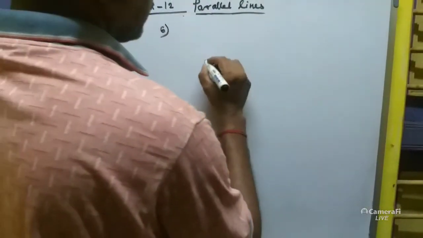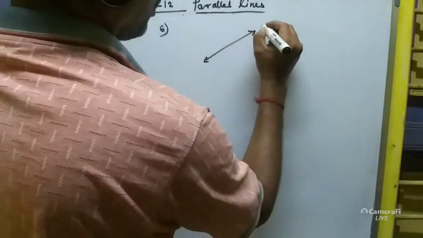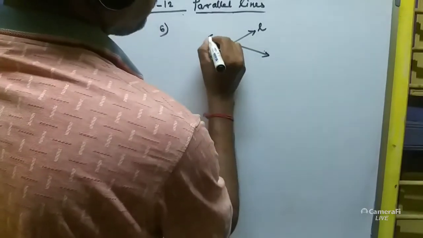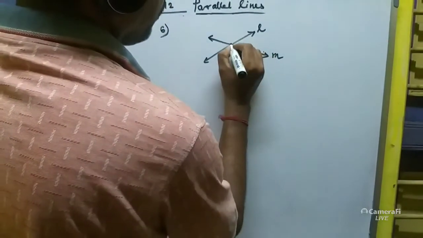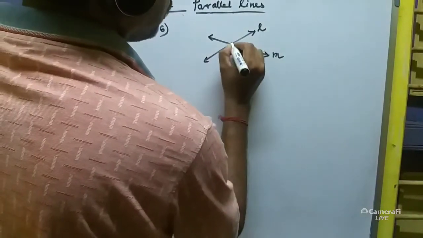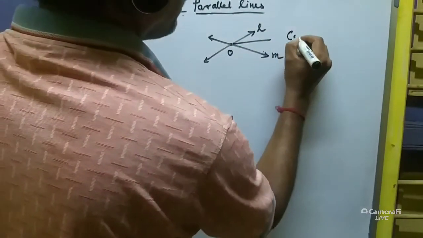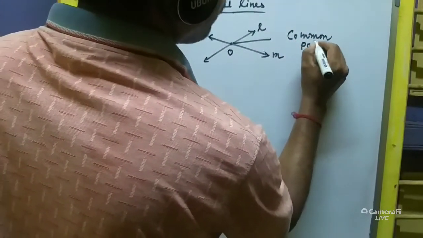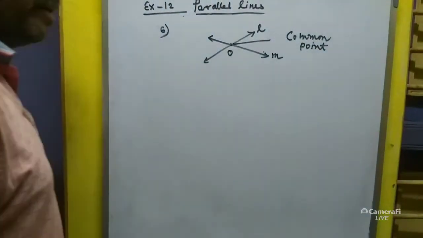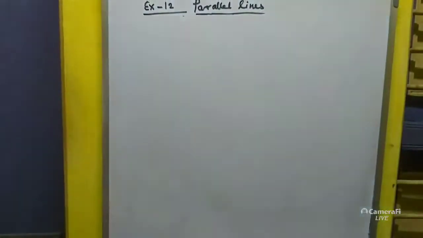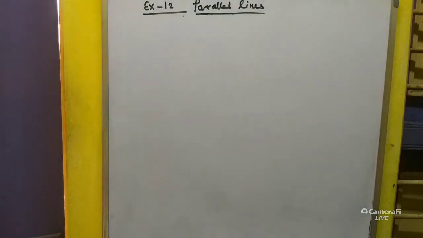Common point means, look at intersecting lines. I gave you the idea already. These lines are intersecting lines. That means this is the common point. So this point we call M, this point we call N. This is called the common point, and it is also called the intersecting point. So you can easily do it. Next, I will give you the idea now.